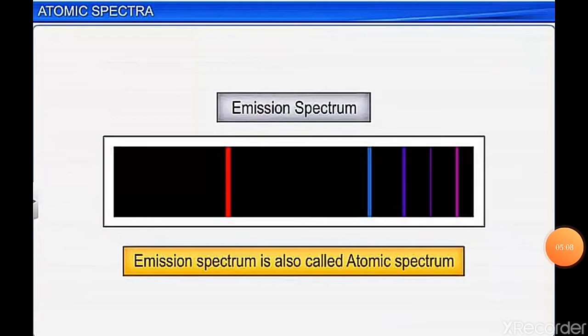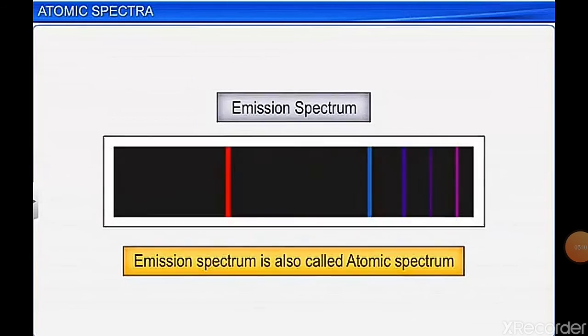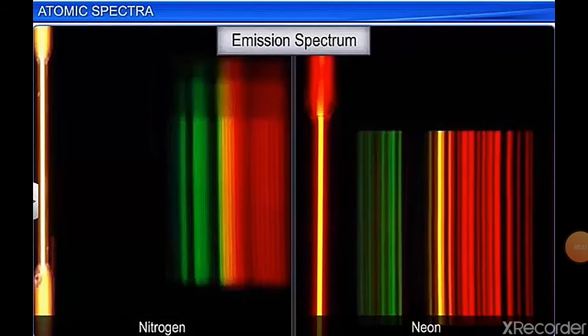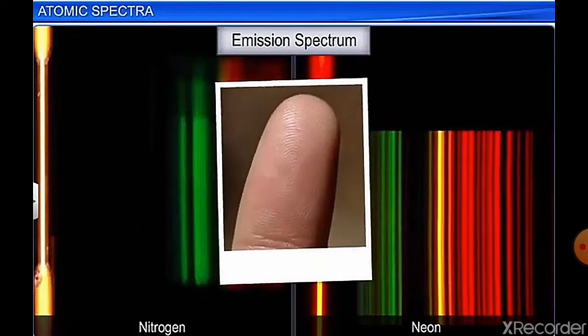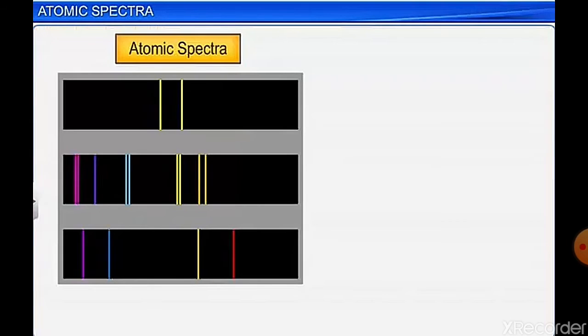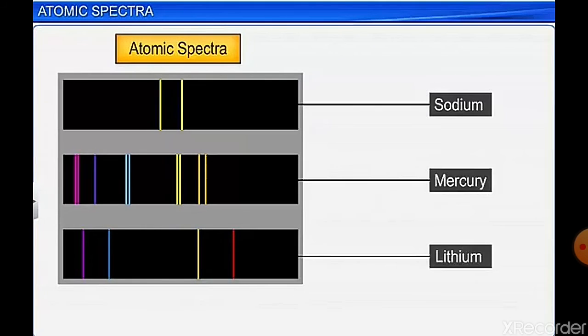Now, the emission spectrum is also called the atomic spectrum. Each atom has its own emission spectrum. For nitrogen and neon, there are different emission spectra. Each atom has its own emission spectrum, just like a fingerprint. Here are the emission spectra of sodium, mercury, and lithium.